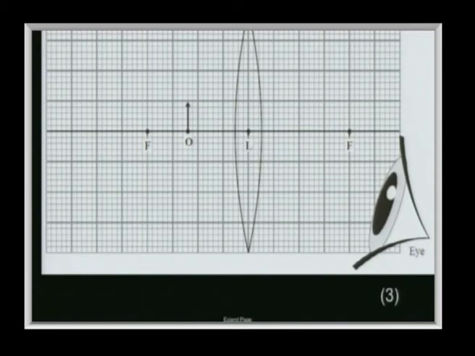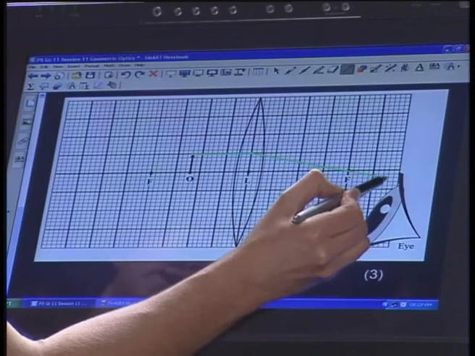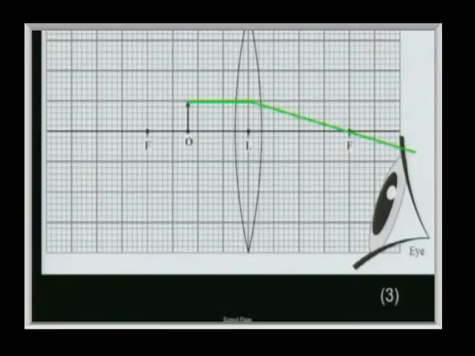And they ask us to construct our ray diagram. I'm going to use green again. Remember, the very first ray that we draw would go from the tip over here of my object, parallel to my primary axis, towards the center of my lens. From the center of my lens, this light ray would pass through my focal point, and I would extend it towards my eye.